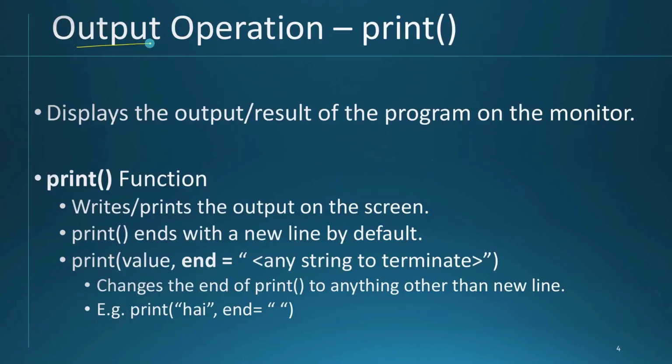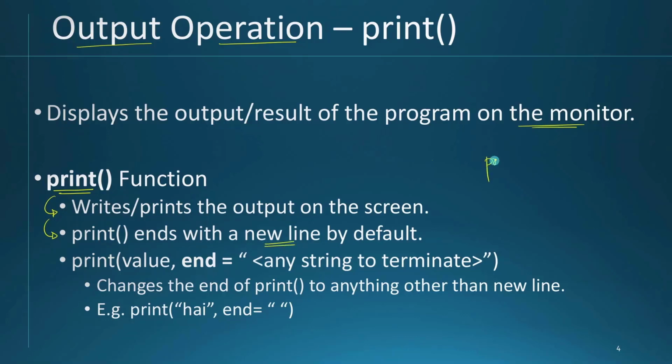Next we are going to study output operation. Output operation is used to display the output or result of your program onto the monitor, or onto the screen. The function used for output operation is called the print function. The print function will write or print the output onto the screen. The print function always ends with a new line.